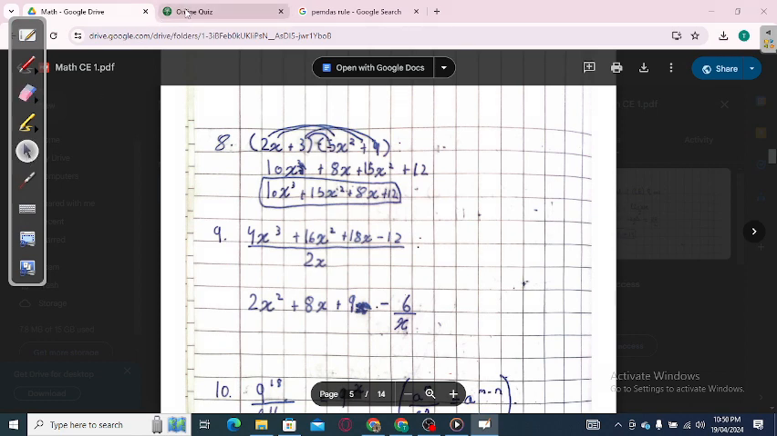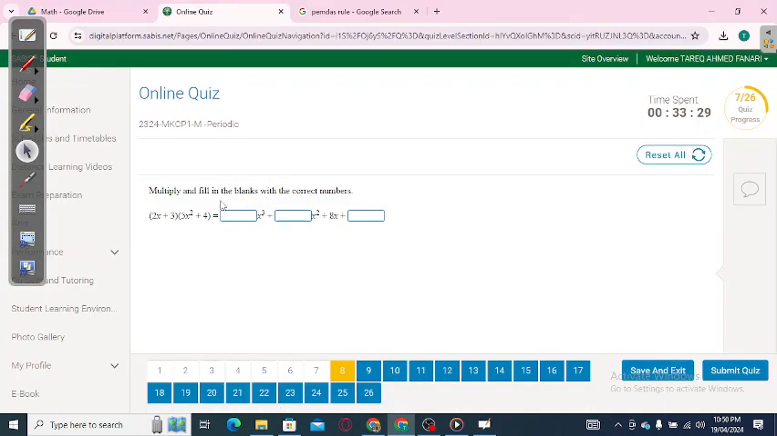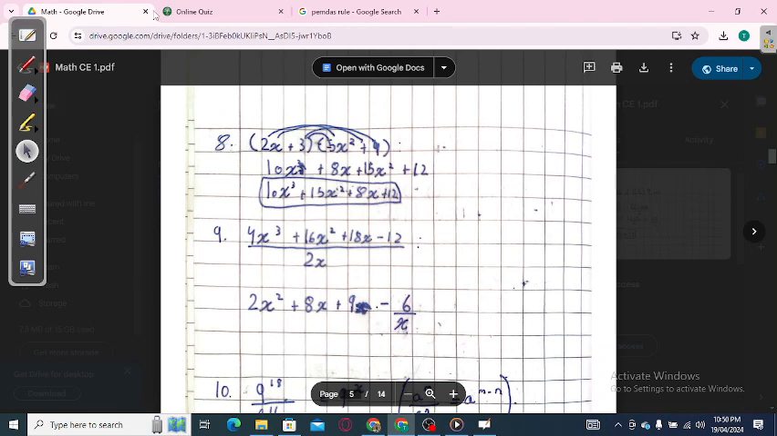The rest are really similar to this. The rest are just pretty much the same thing. So this was 15, and this was 8, and this was 12, if I was not mistaken. Let's check. Yes, it was.